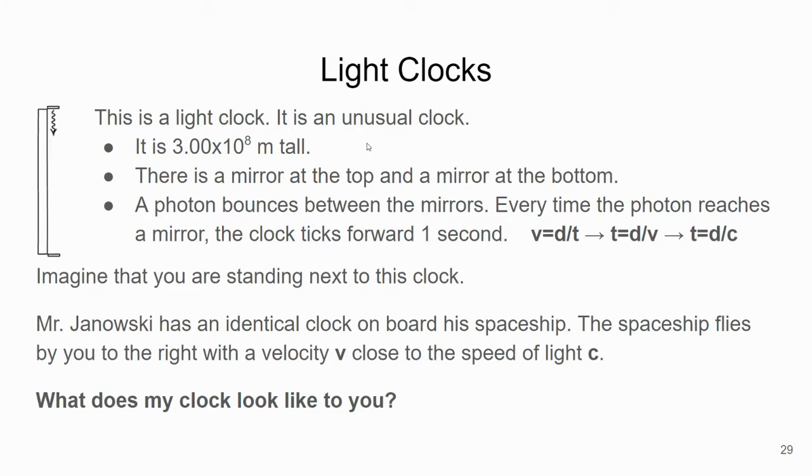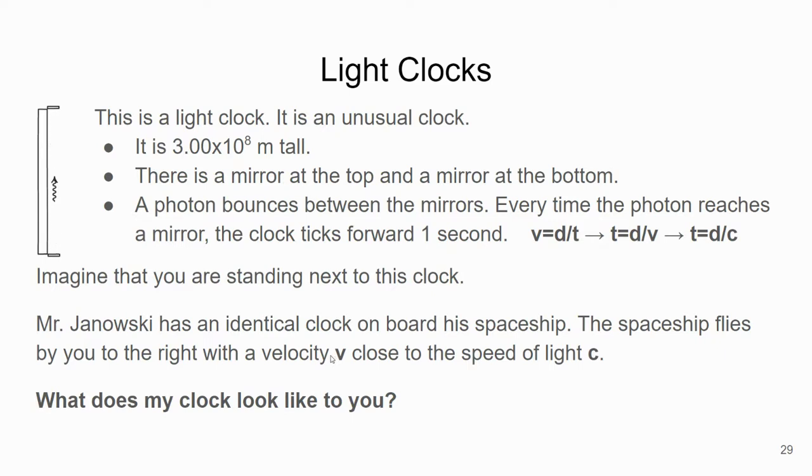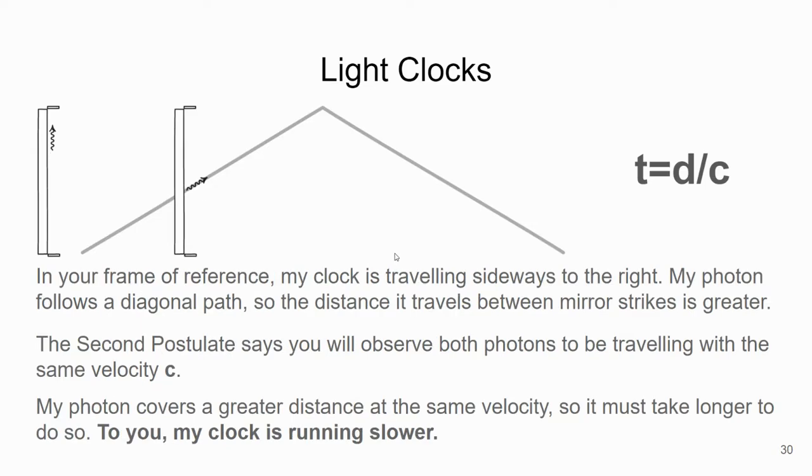So imagine you're standing there in room 321, and you have your light clock. You're sitting next to it. You're watching it happily tick off, 1 second at a time. I'm going to come flying by you in a spaceship. I have an identical clock, but my spaceship is flying at some speed or some velocity v that is very close to the speed of light. So maybe I'm going 40 or 50 or 60 or 80 or whatever percent the speed of light going past you. So the question is, what does my clock look like to you?